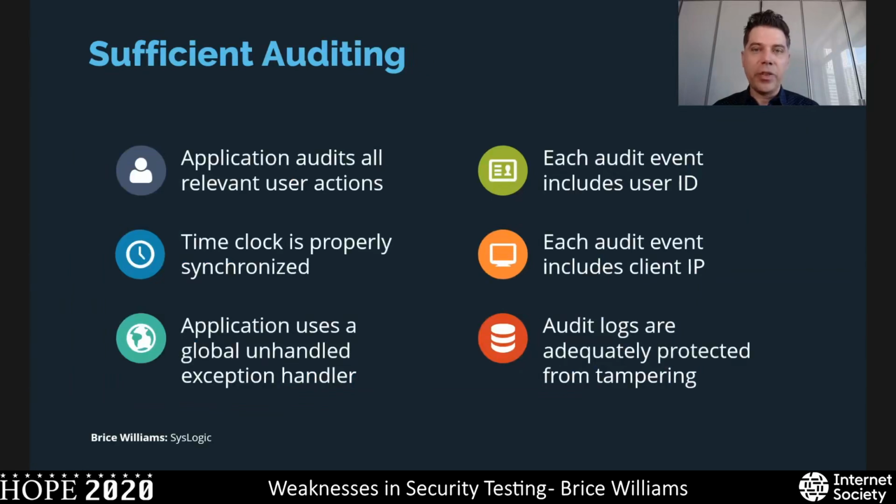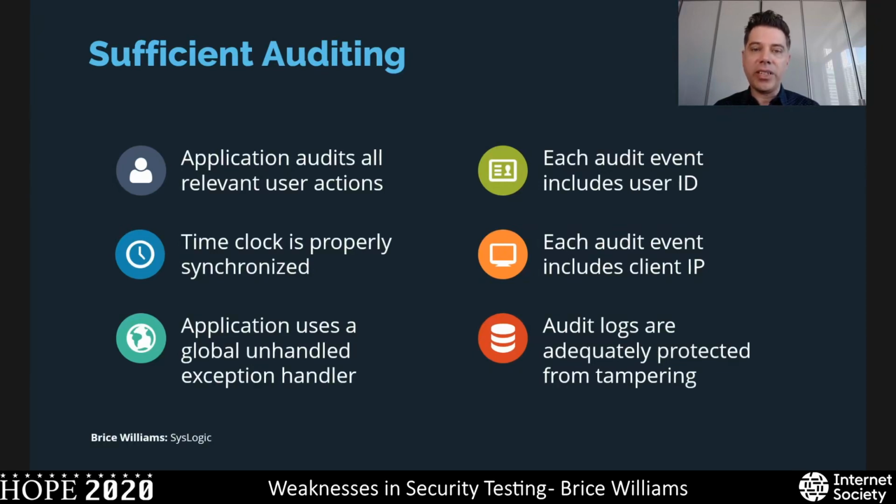Sufficient auditing. There are many things that can go into robust application level auditing, most of which tools cannot help with. For example, application audits all relevant user actions. It would be difficult for a tool to be able to tell you if you have enough logging or that you're logging the most important areas of your application's use. That the time clock is properly synchronized. Make sure you've got accurate timestamps on each of your audit entries. That the application uses a global unhandled exception handler. This is something that a tool might be able to help with depending on the programming language and the context, but generally I don't see this in tools.